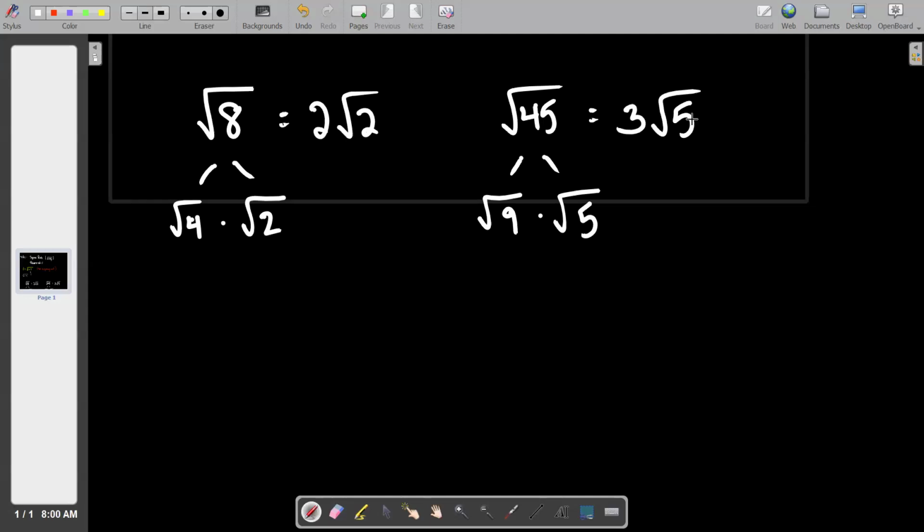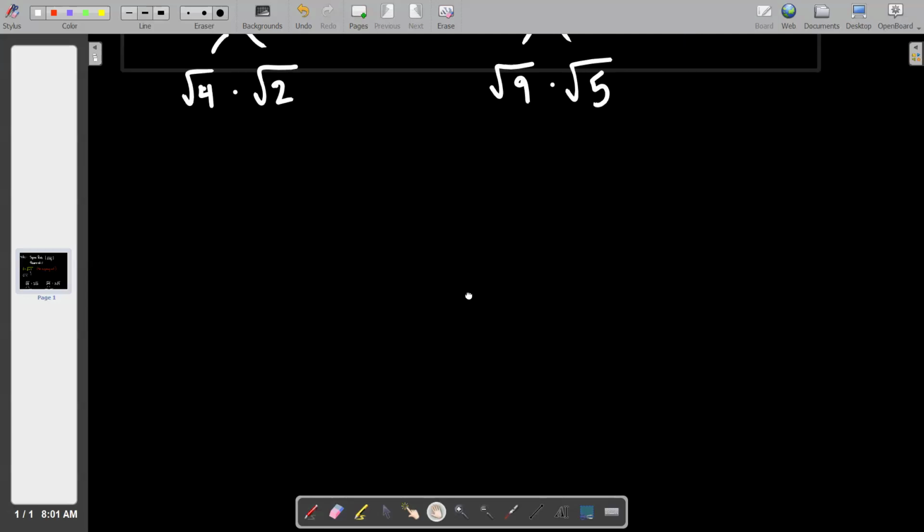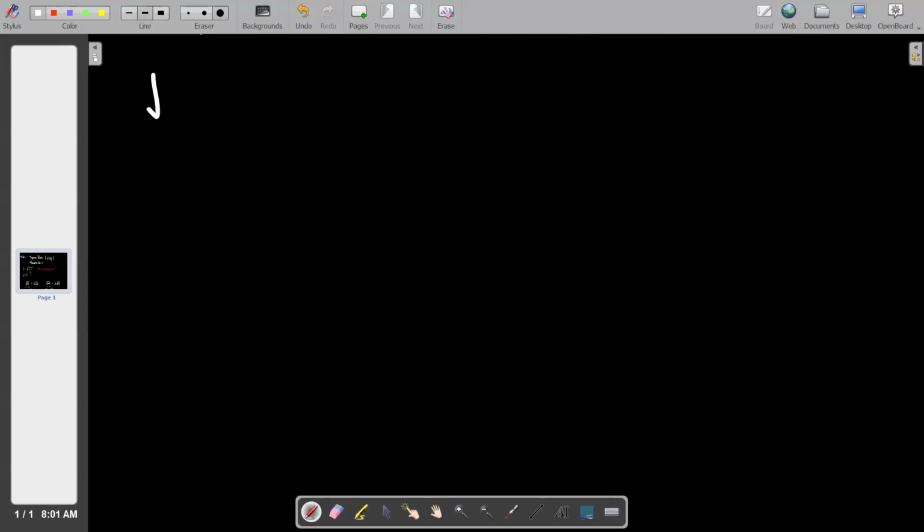Okay, I'm going to give you some now that have more options. I think those ones were probably pretty obvious. The only other way to make 45 would have been 3 times 15, and that would be silly because neither of those is workable. So I'm going to give you some that have a few more options just to see where you're at. So how about the square root of 96?